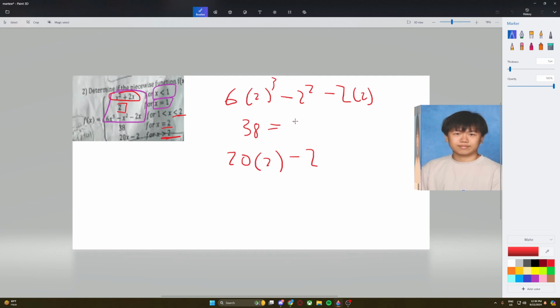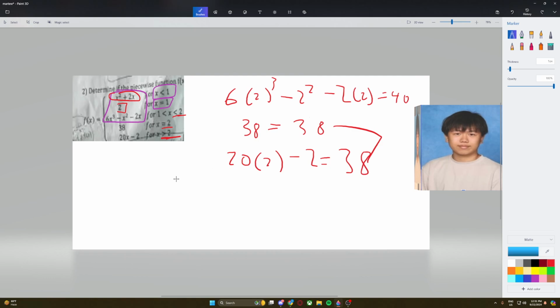Now that's equal to 38. This is equal to 40. This is equal to 38. No. So we already see off the bat that these two are equal, but this is not equal.